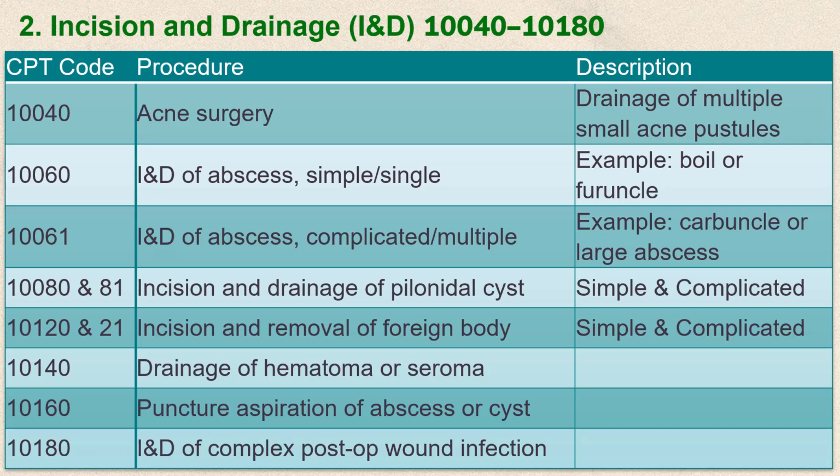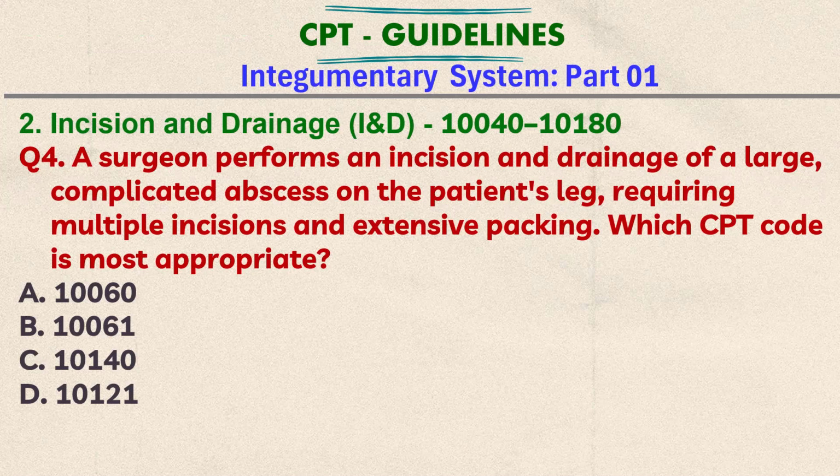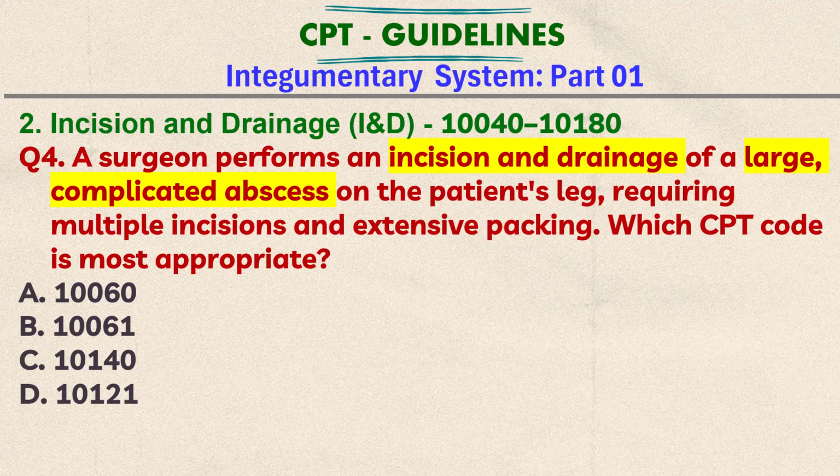So let's see some real examples to understand these coding guidelines. Question number 4: a surgeon performs an incision and drainage of a large complicated abscess on the patient's leg, requiring multiple incisions and extensive packing. Which CPT code is most appropriate? There are 4 codes available. First, let's highlight the important terms. In this case, you have to highlight incision and drainage and large complicated abscess.